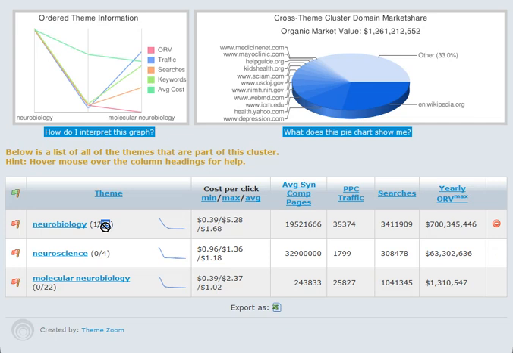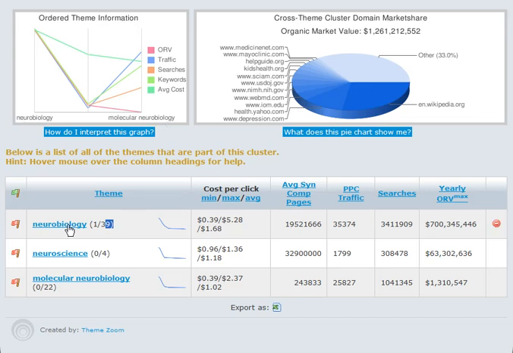That means that there's 39 themes tied to it, and the range of the cost is between 39 cents at the lowest and $1.68 for the keywords piled underneath this neurobiology. These are the domains that are the cross-theme cluster domain of these 3 words. That's your market theme cluster. And here's the ordered theme information from neurobiology to molecular neurobiology.